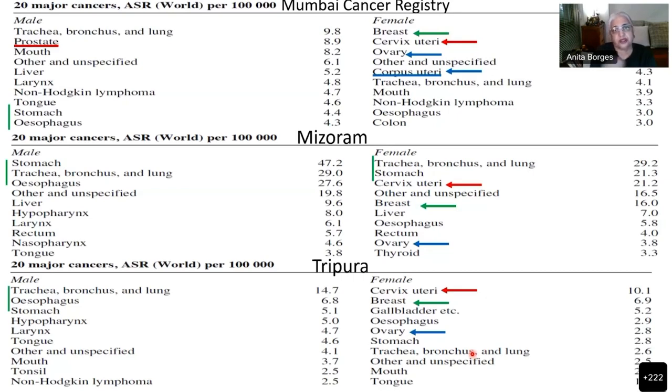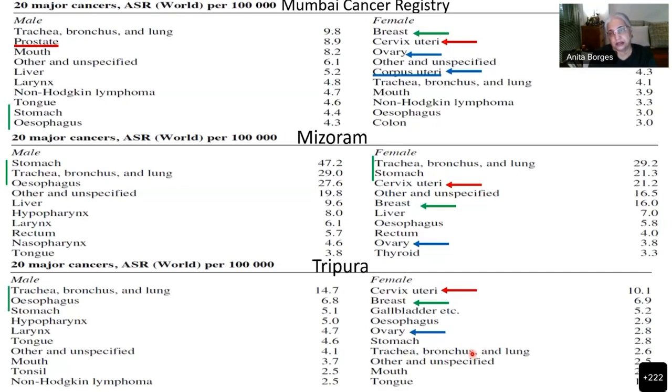See, there are figures there, right? You can see the figures? Akriti? Yes, ma'am. Right, so what are those figures? Are they percent? 9.8%? For trachea, bronchus, and lung in the Mumbai Cancer Registry. Yeah? What are those figures?